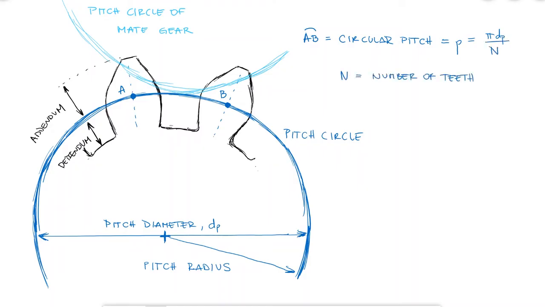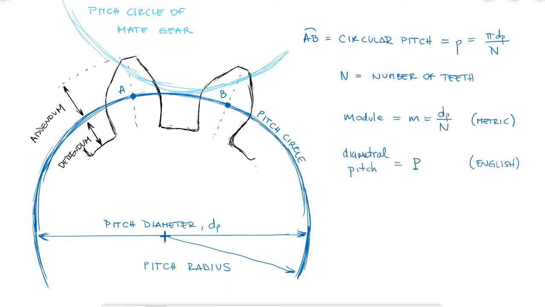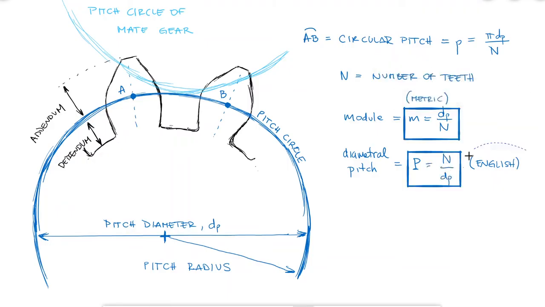Even though the circular pitch is what defines that distance, which makes total sense for a pitch, we usually use the module for metric units, which is the same as the circular pitch without the pi, and the diametral pitch for English units, which for whatever reason is the reciprocal of that. The units of the module would be millimeter per teeth, and the units of the diametral pitch are teeth per inch. The involute profile refers to this very precise shape the tooth has.